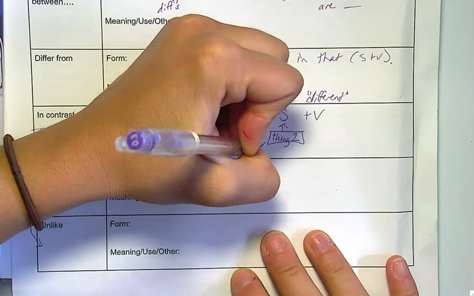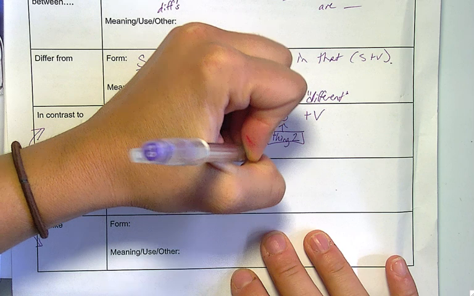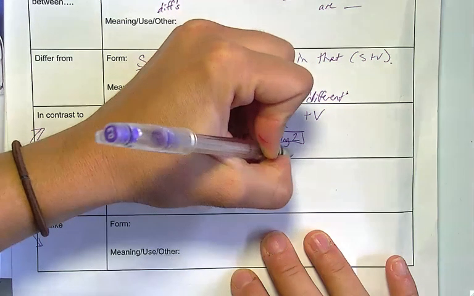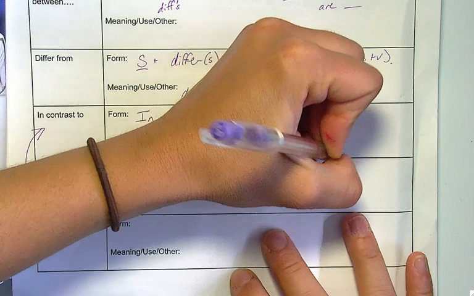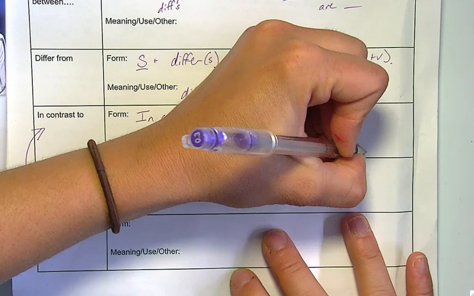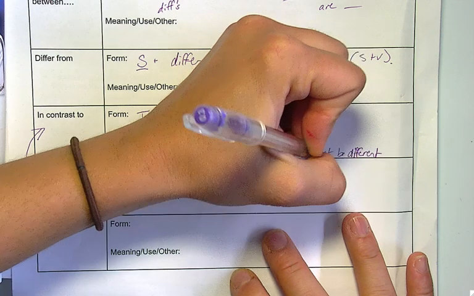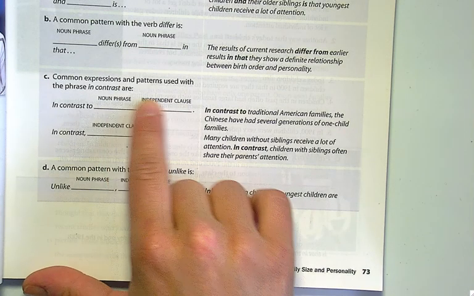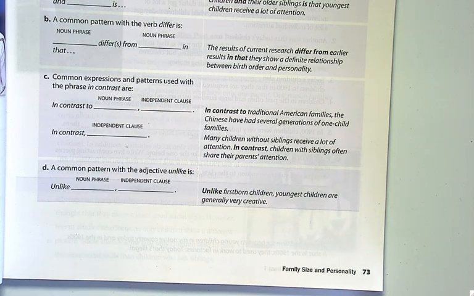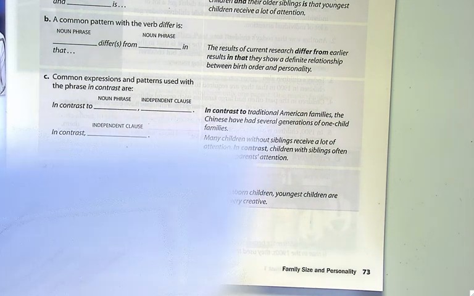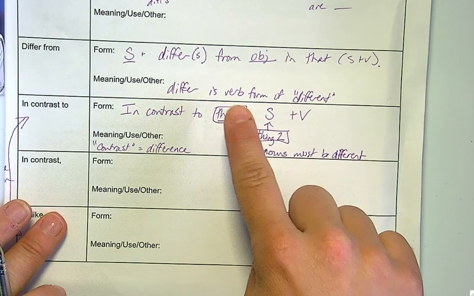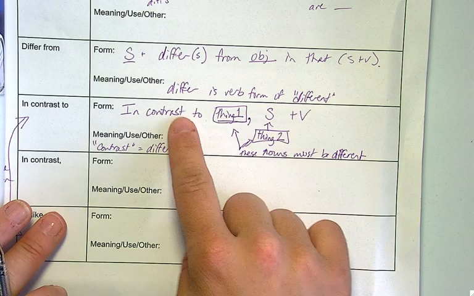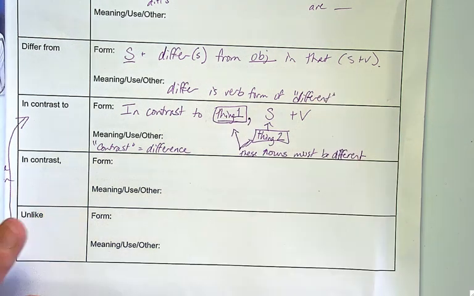And then I'm going to maybe make a little note right here. These nouns must be different. I put thing one and thing two. In the book, they have noun phrase, independent clause, whatever you want to put, however that works for you. But I like to point out, because sometimes I see students put two of the same things here. They say like in contrast to humans, humans something, and that doesn't work. So these two nouns have to be two different things, the two things that you're comparing.